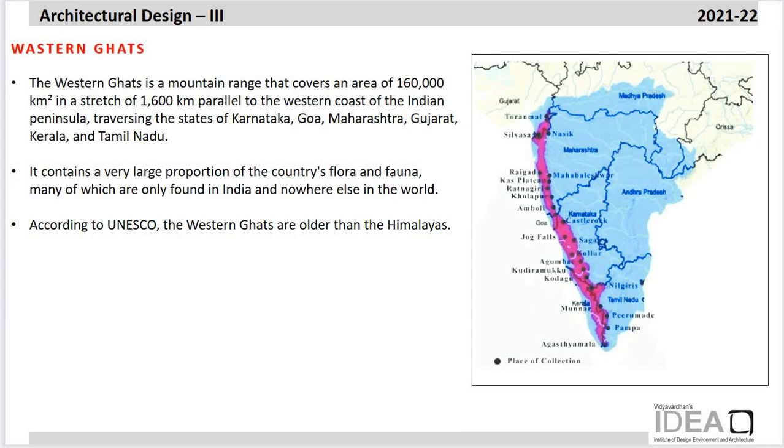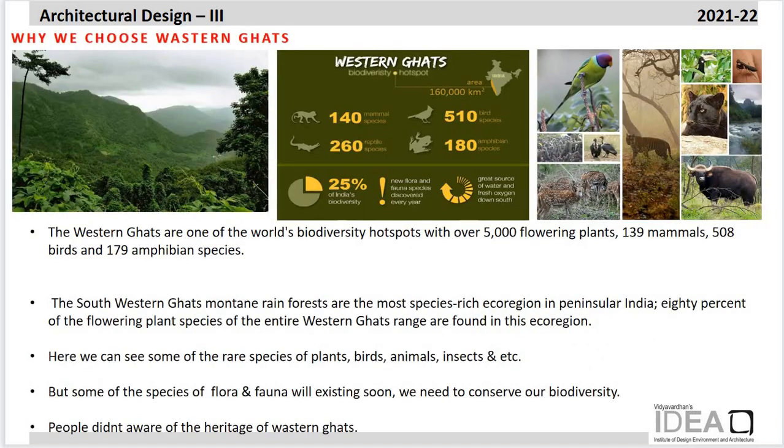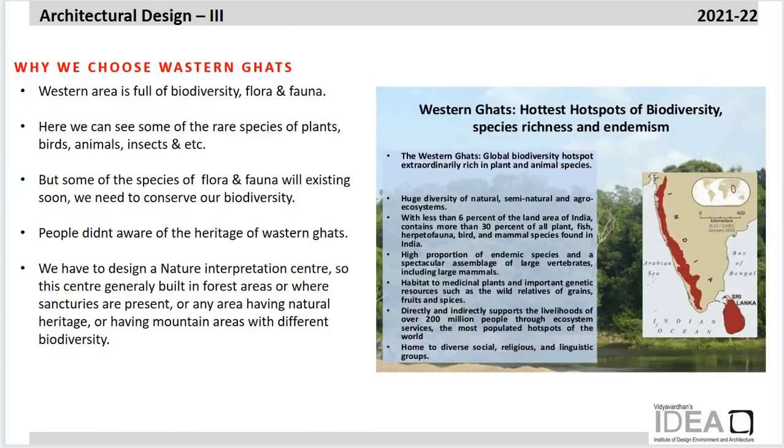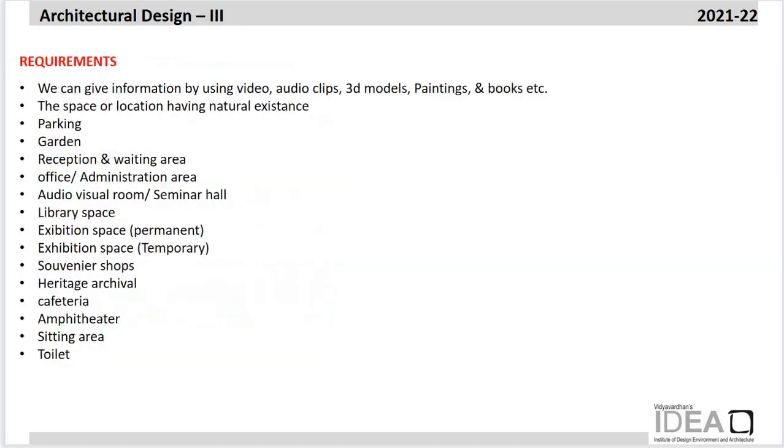Western Ghat covers the Indian peninsula from the states of Karnataka, Goa, Maharashtra, Gujarat, Kerala and Tamil Nadu. We chose Western Ghat because here we can see some rare species of plants, birds, animals and insects. Also the Western Ghat area is full of biodiversity, flora and fauna. According to the given information, here are some requirements to design Nature Interpretation Center.